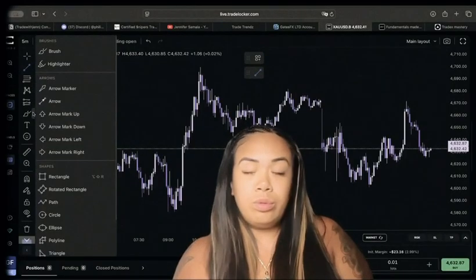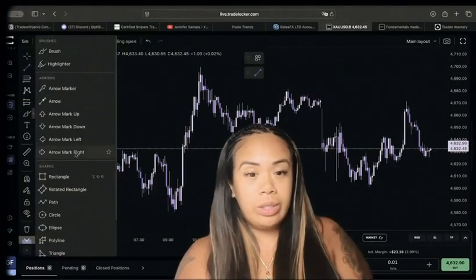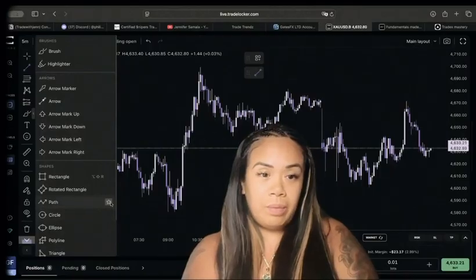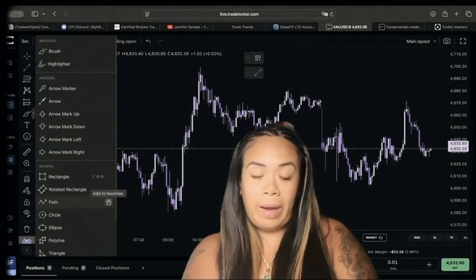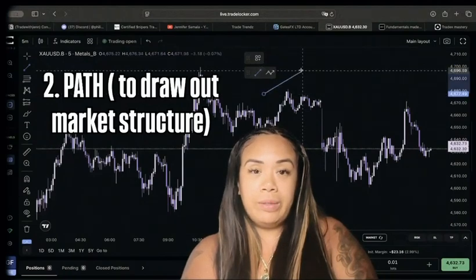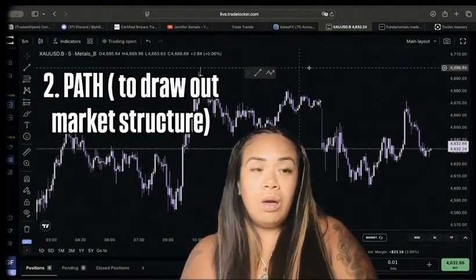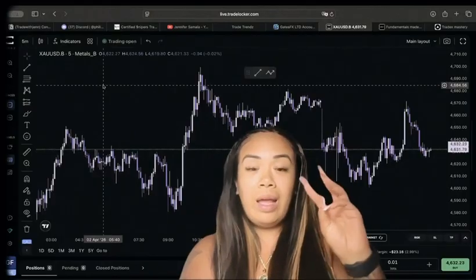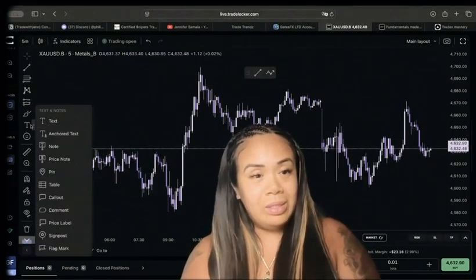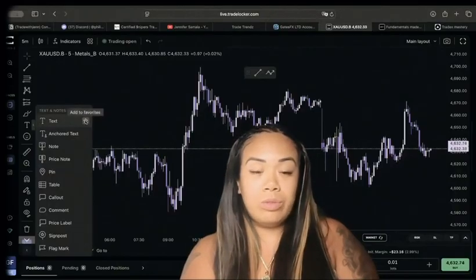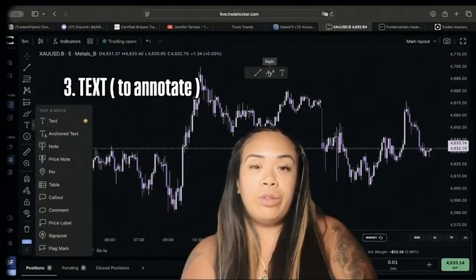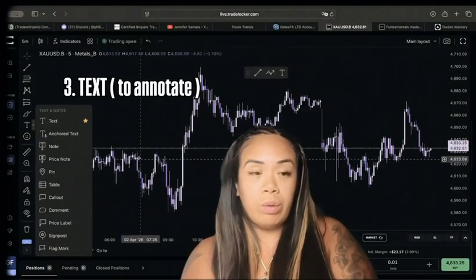Secondly, you need to get familiarized with being able to draw out market structure. In order to do that, you must favorite the tool called path. I went ahead and favorited it, and it's going to be right over here on your favorite toolbar. And the third thing that every trader must know is text. I know it sounds really simple and silly, but go ahead and favorite that. Now you have three different tools to focus on.